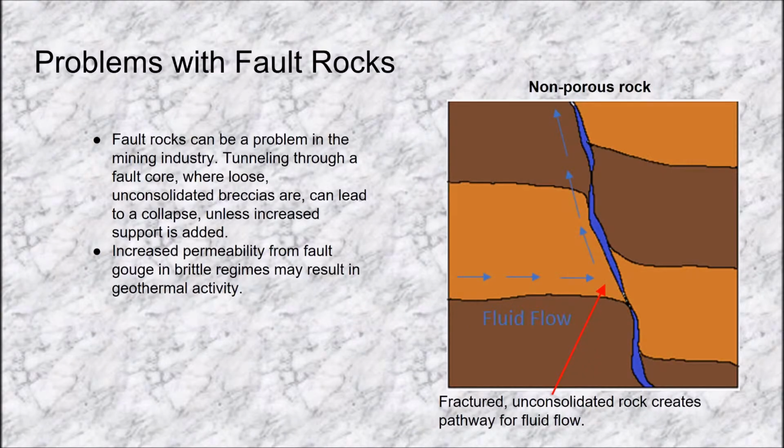And finally, problems we can have with fault rocks, especially if we're tunneling through them: due to the loosely bound nature of the breccia, it could collapse and have a cave-in. And also, another one is the permeability of the gouge. It could have geothermal activity, and again, if you were tunneling through, you could hit this area, and geothermal activity could come through and screw your day.